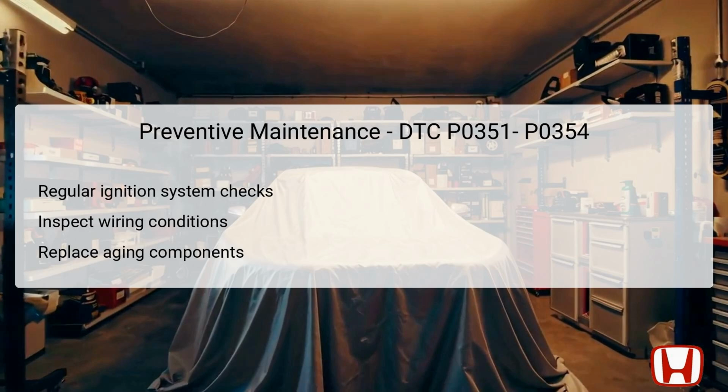Practicing preventive maintenance is crucial to reduce the occurrence of ignition system failures, represented by DTCs P0351 to P0354. Regular inspections of the ignition system and components should be conducted to identify signs of wear or failure early. Pay close attention to wiring conditions to ensure that there are no frayed or damaged wires, as these can lead to shorts or open circuits.